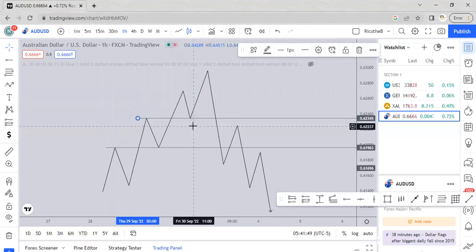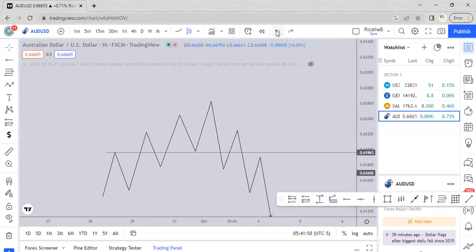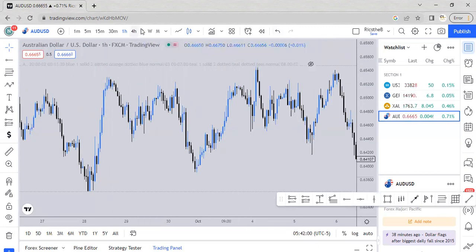So basically, that's how I can define support and resistance in the most simple language, just to make you understand better.